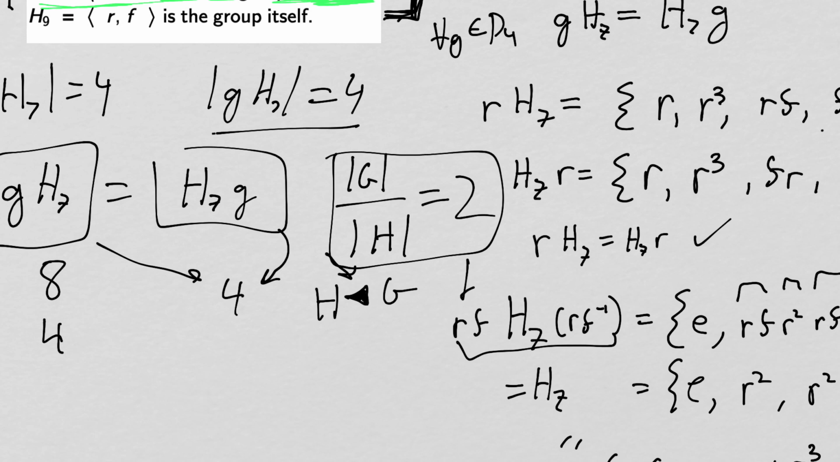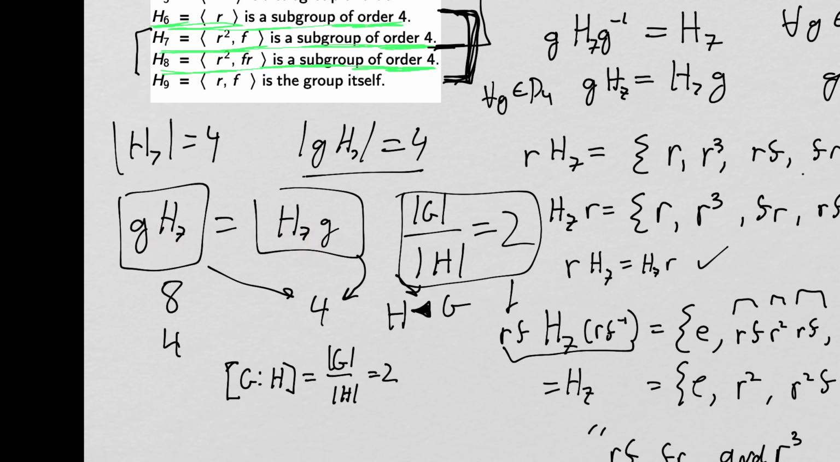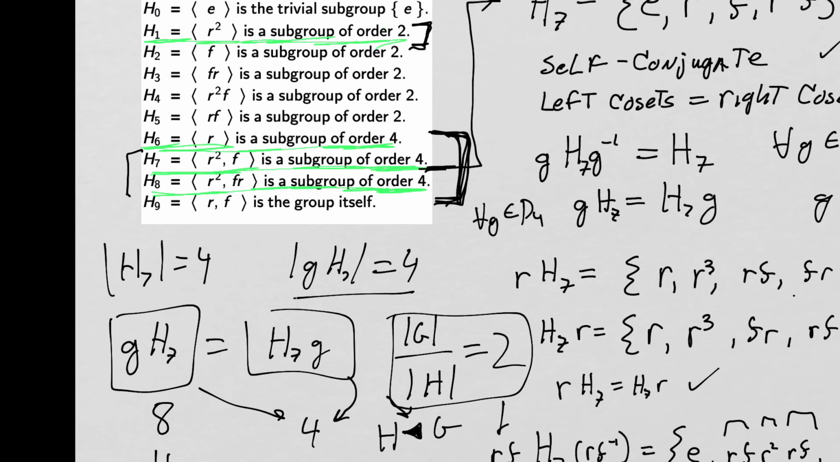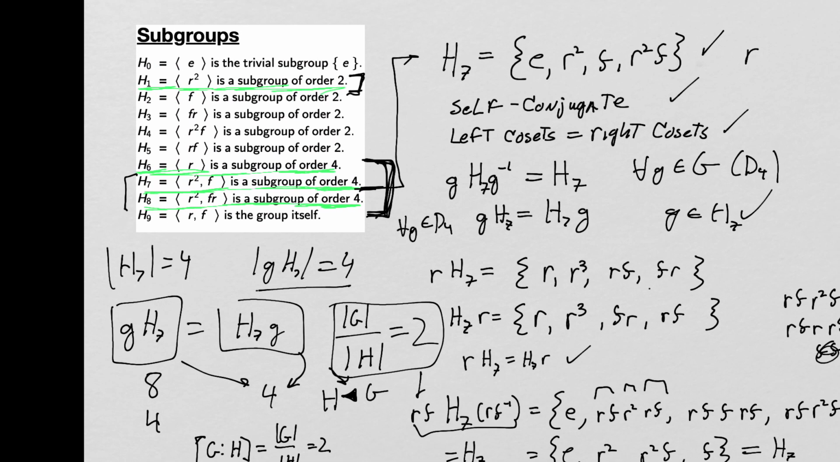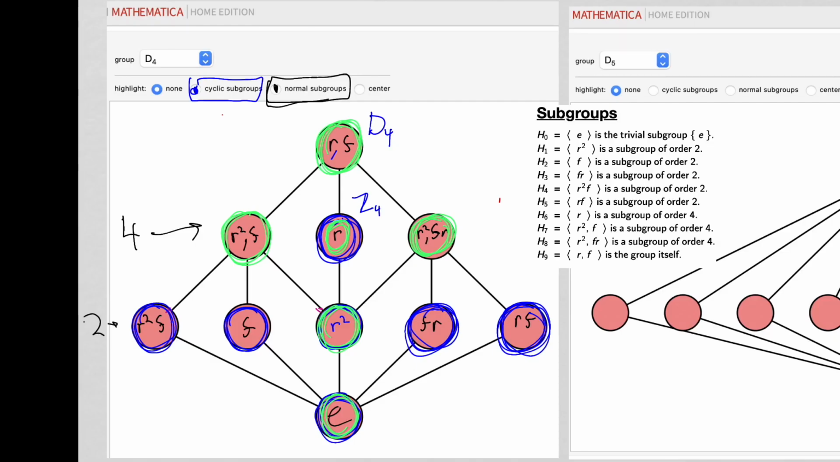And the way you say that is you say the index of the subgroup H in the group G is the order of G divided by the order of H. If that equals 2, then H is normal in G. And that's because the left and right cosets can only share the same 4 elements, so they have to be the same. Notice that does not apply to H1, right? H1 did not have to be normal, and there are plenty of groups of order 2 that are not, in fact, normal.